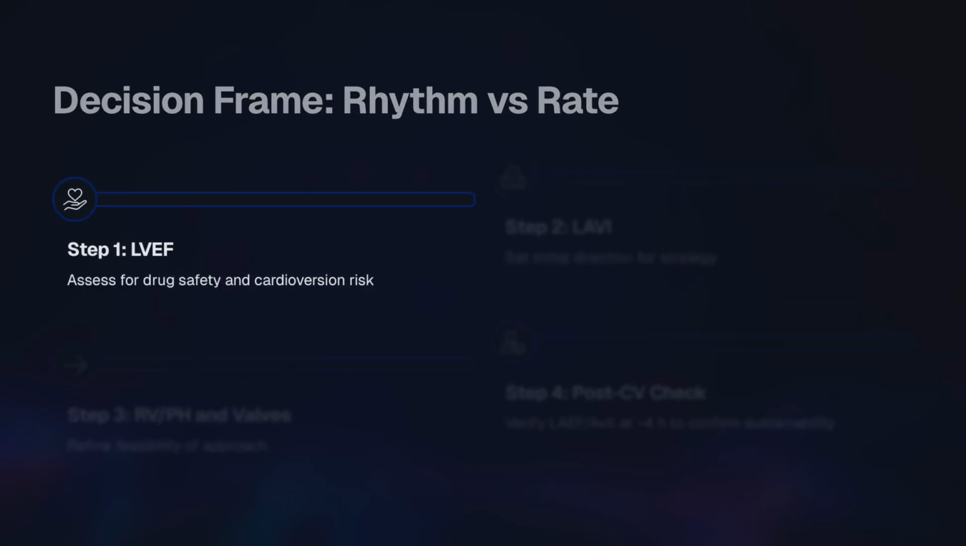So to decide whether I should go for rhythm control or rate control, first look at the ejection fraction.